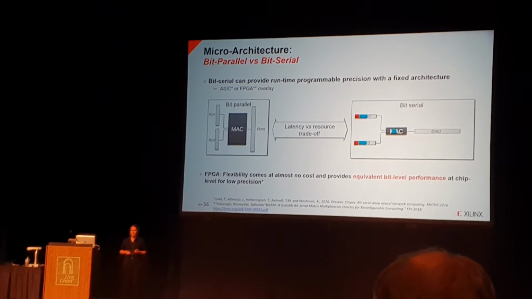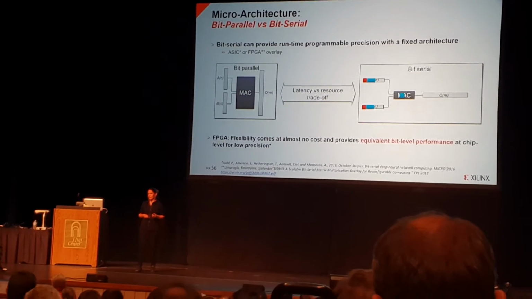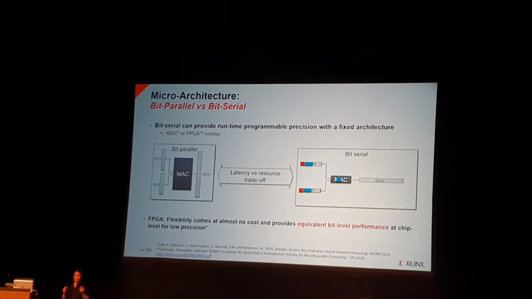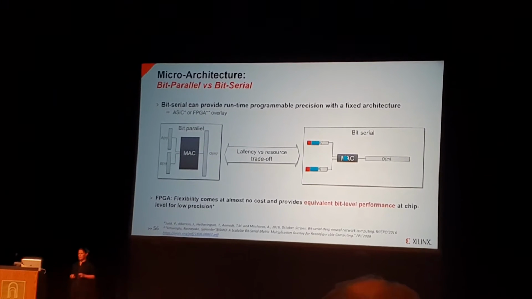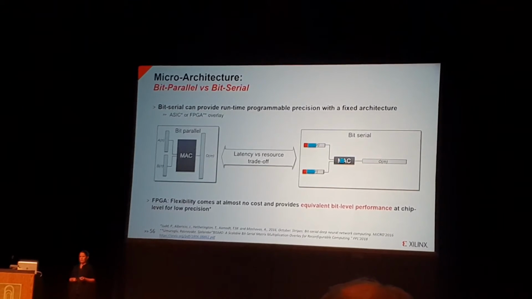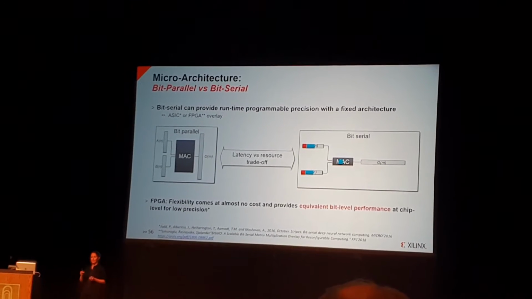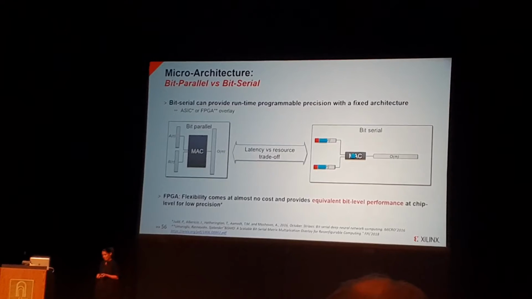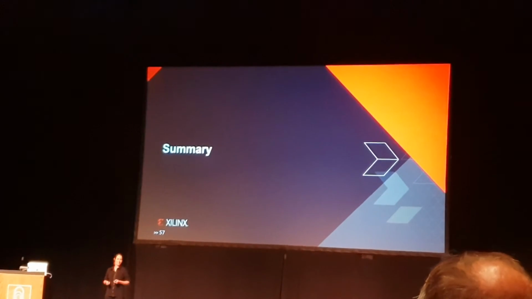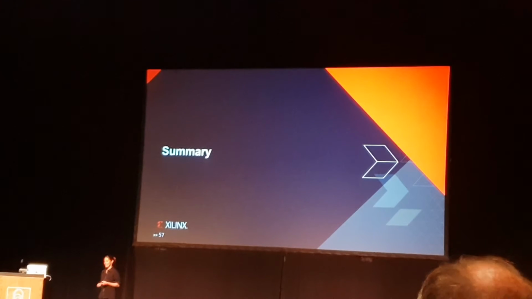And what we found when implementing this in FPGAs is that there's almost no cost or overhead to doing runtime programmable bit precision. And the chip-level, bit-level performance that we're going to get for low precision is basically equivalent, yet we have the runtime programmable bit precision. Okay, this is just to throw out some of the ideas of what you can do at the architecture level.